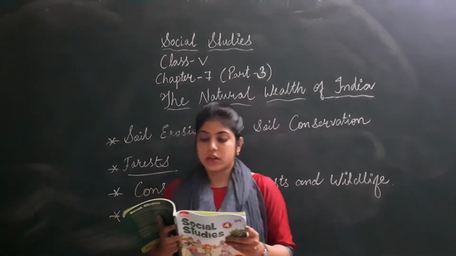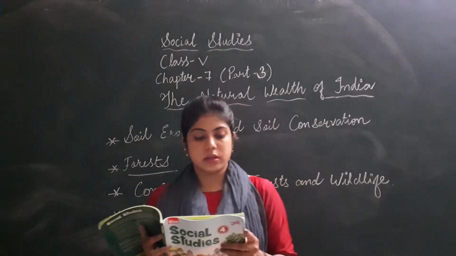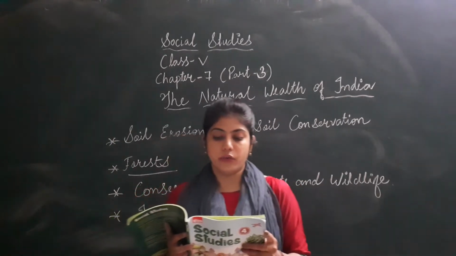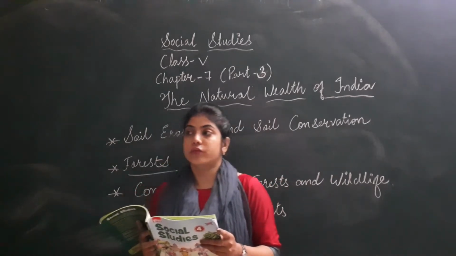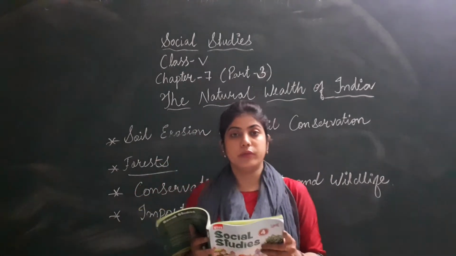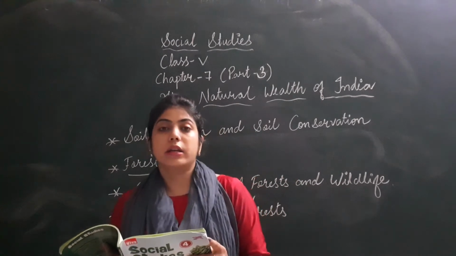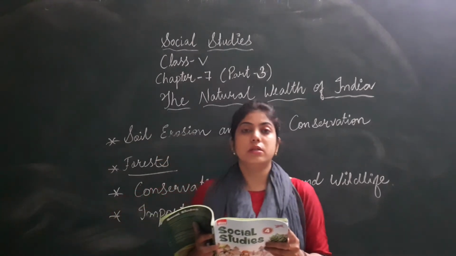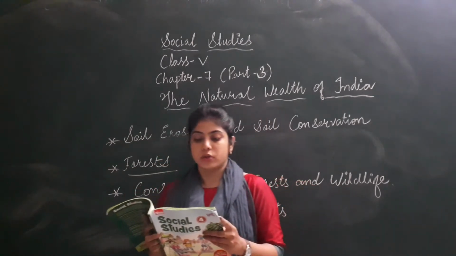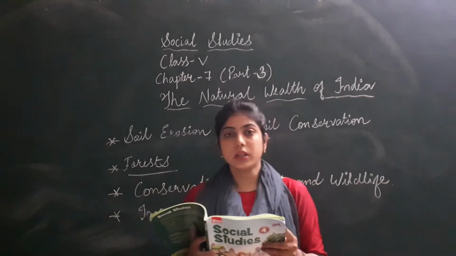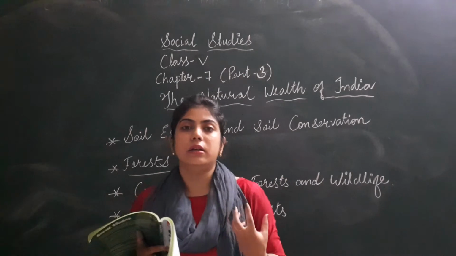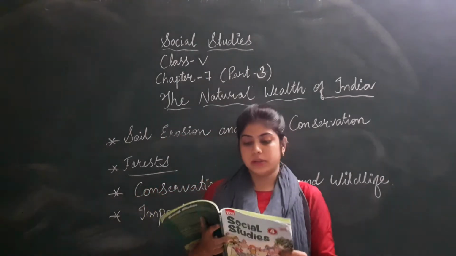So the destruction of forests poses a big threat to the survival of wildlife. Destruction of forests means cutting down of trees. This is creating a big threat. A big threat means a big problem to the survival of wildlife. This is like snatching the shelters from the wild animals.